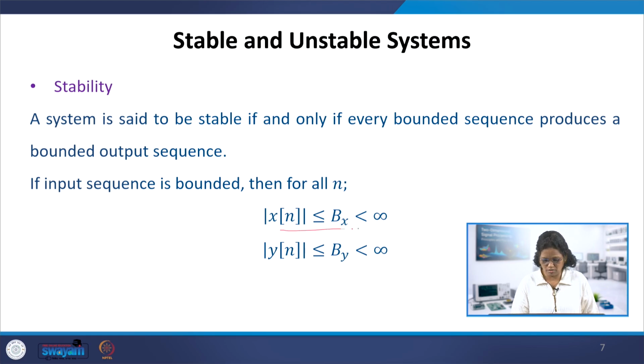So, this is called the bounded input, and it would result in bounded output. This is also an absolute value of y of n less than or equal to some B, less than infinity. So, this bounded input results in bounded output. The condition is given for all values of n. This is about the external stability.